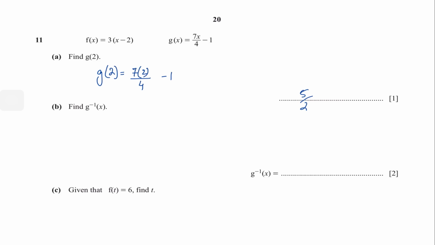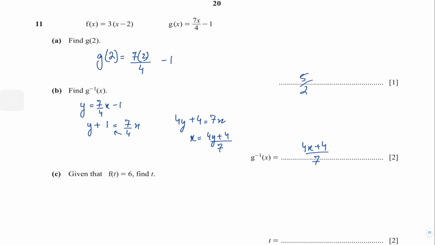Now we have to find g inverse of x. Let's see. The first step is we'll have to replace the whole function with y and then make x the subject. So y plus 1 equals 7 upon 4x. Let's cross multiply. So we have 4y plus 4 equals 7x. Now let's make x the subject. We're just one step away. Actually 2 steps. So x equals 4y plus 4 upon 7. Now for the final answer, we'll have to replace y with x. So it's going to be 4x plus 4 upon 7.